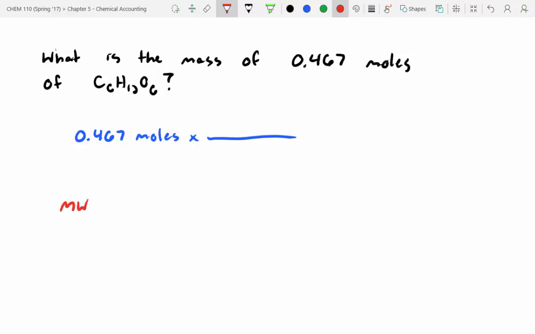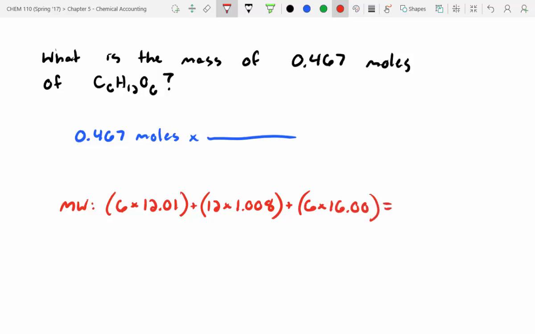So I'll say, all right, the molecular weight of glucose is 6 carbons. Carbon has a mass of 12.01. We've got 12 hydrogens. So that'd be 12 times 1.008. And then we've got 6 oxygens, which is 16.00. What was the molecular mass for glucose here? 180.16.